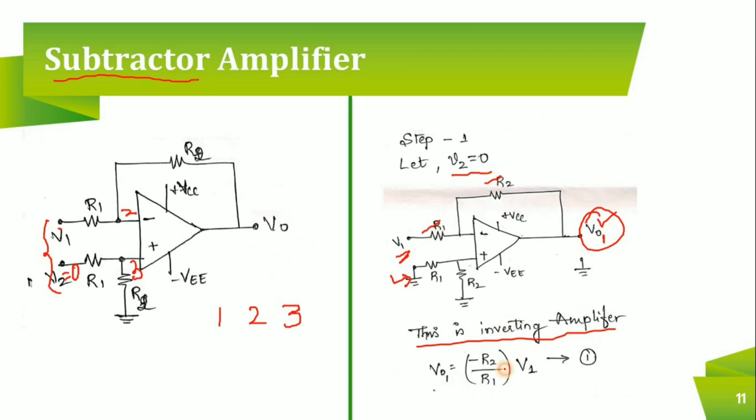So where did you get this expression from? This expression is from the inverting amplifier. If you go back to the video or refer to the notes of the inverting amplifier, you will get this expression: V01 is equal to minus R2 divided by R1 into V1. In the previous inverting amplifier, you have taken R2 as RF. So you can take either RF or R2. Anything is okay.